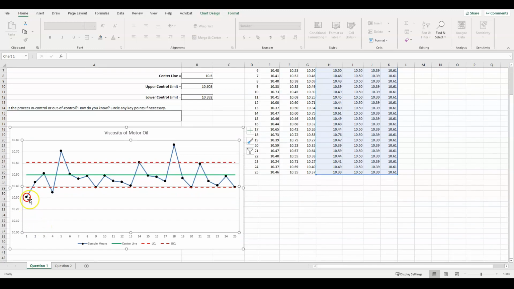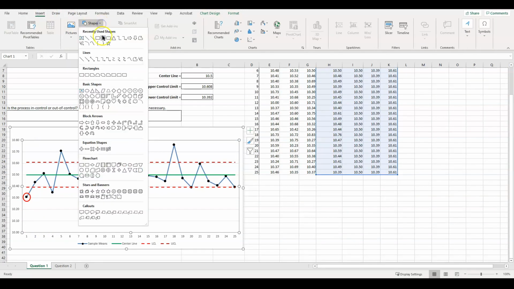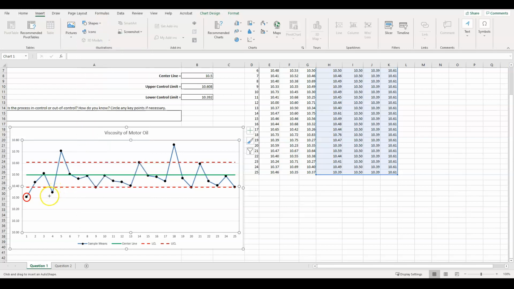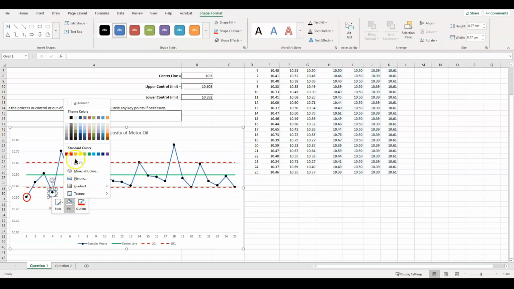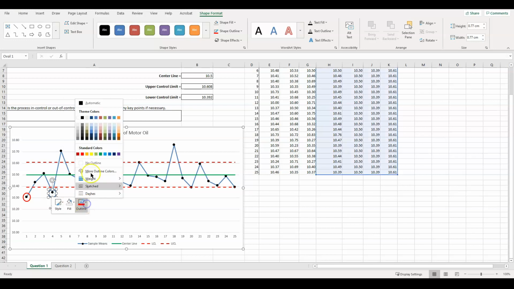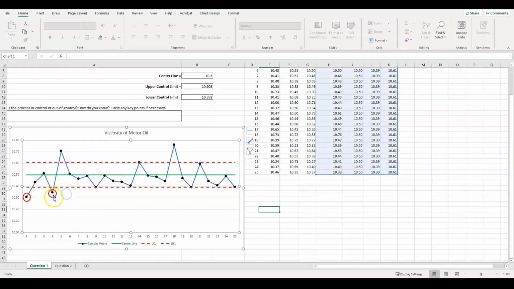If you want to be really fancy, I'll show you that again. Go into your circles, and as you circle them, hold Shift. If you're holding Shift, it'll make a perfect circle. You can see I can't even make an oval if I tried right now. So you can make a perfect circle, and right-click on it, make the fill empty. You can make the outline red, and if you want to, you can move it around. Make it perfect.